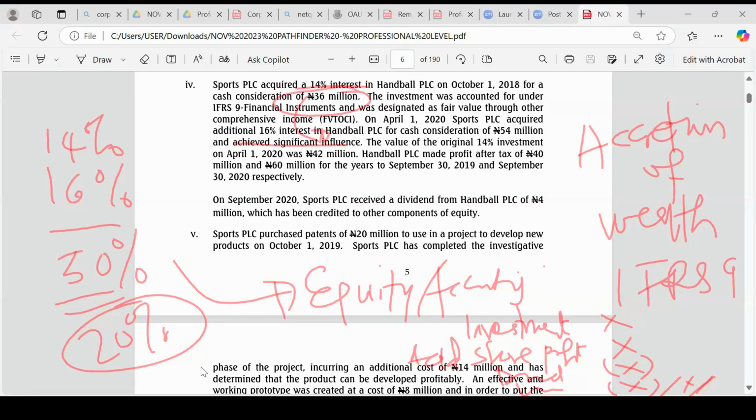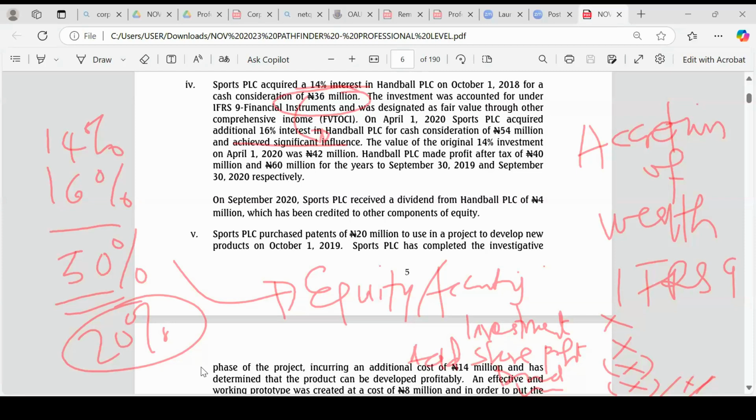And the IFRS 9 option that this company has chosen is fair value through OCI. So it means that the 6 million fair value gain will go to the company's OCI. It will increase the value of their investment, but it will be credited to their OCI, or OCE in this case, other component of equity. All right.